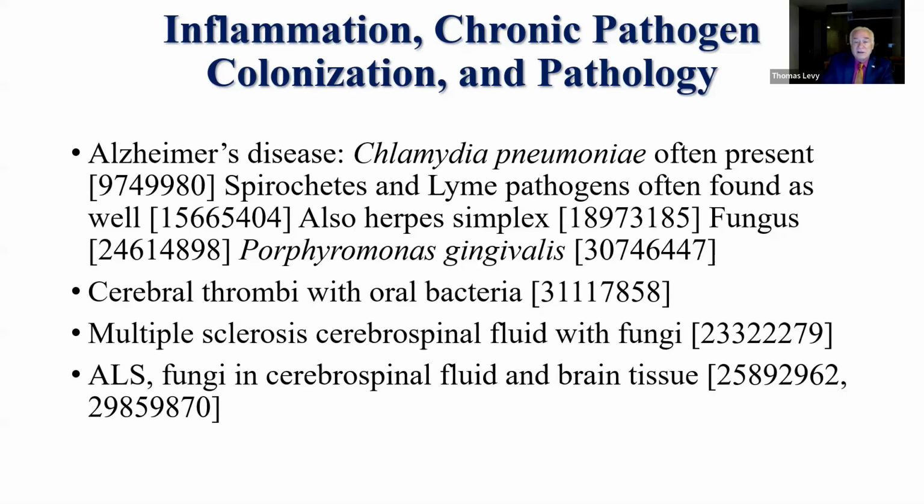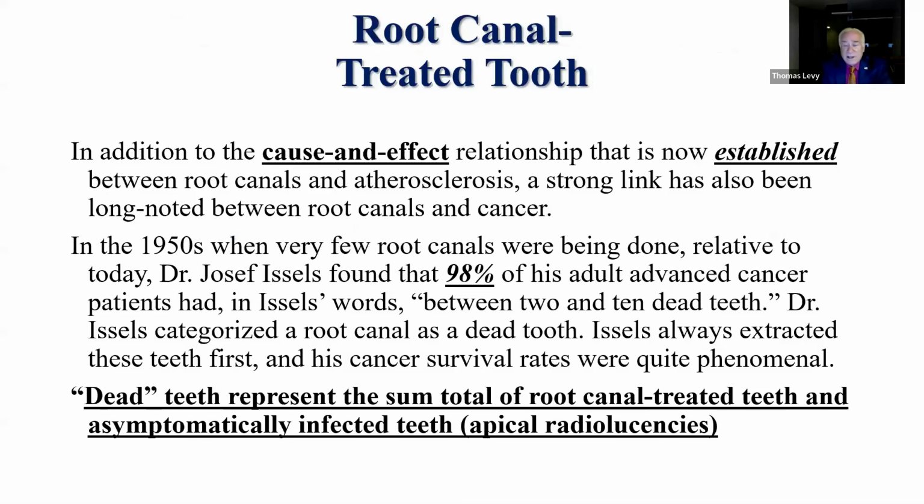Alzheimer's disease, that's Porphyromonas gingivalis, a classical oral pathogen. Cerebral thrombi, multiple sclerosis, cerebral spinal fluid. They haven't looked in that many different cases, but I guarantee you, whatever tissue they find that's chronically diseased, if they do sophisticated enough testing, they're going to find chronic pathogen colonization.